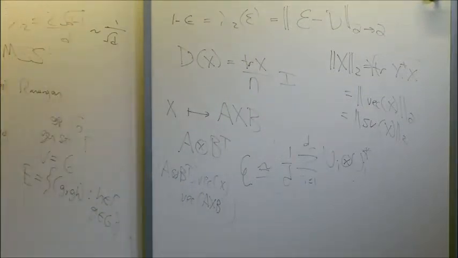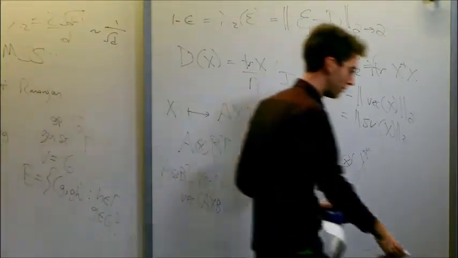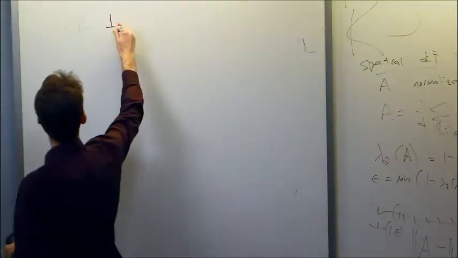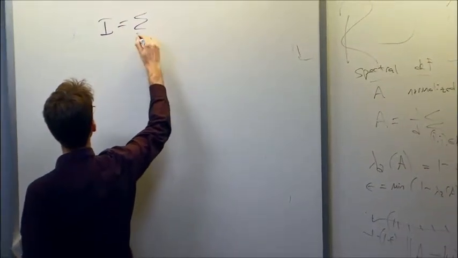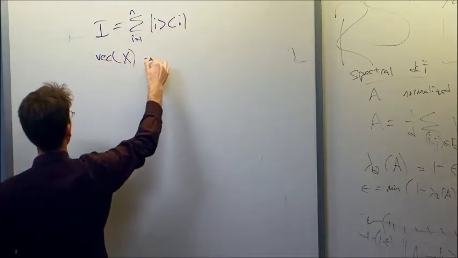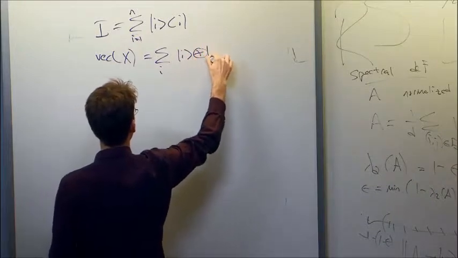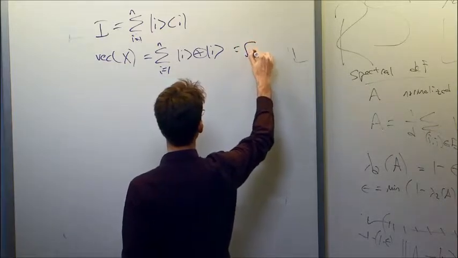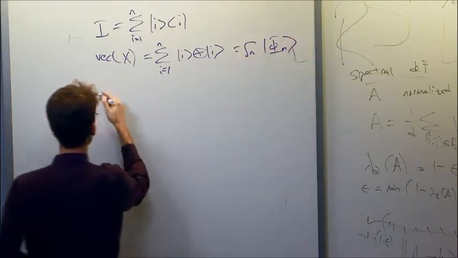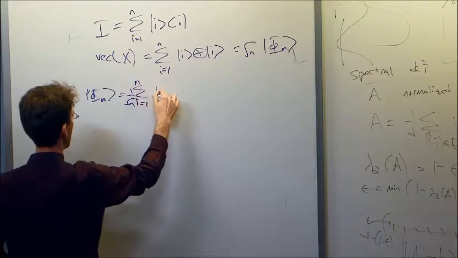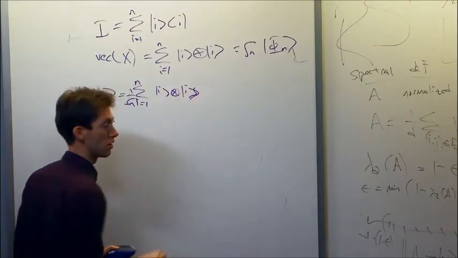So the identity matrix, well, that doesn't work. So the identity matrix under this map, the vector version of it looks like the maximally entangled state, right? So you could write this as root n times phi n, where phi n is just the usual maximally entangled state on two n-dimensional systems.